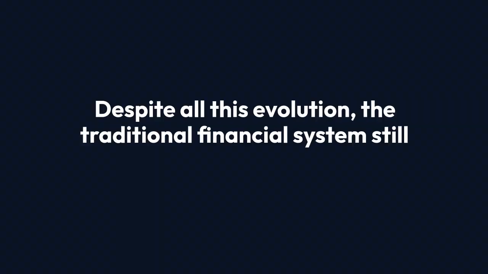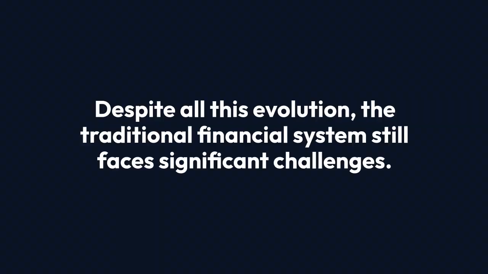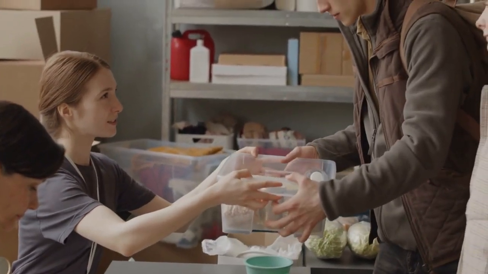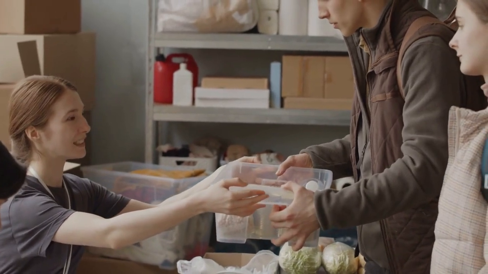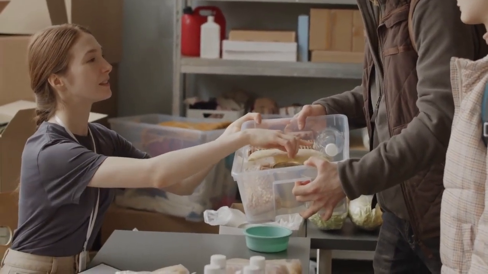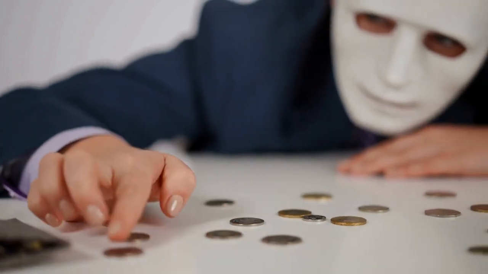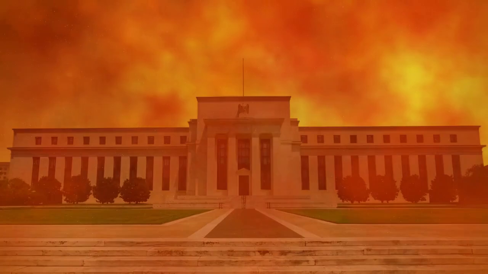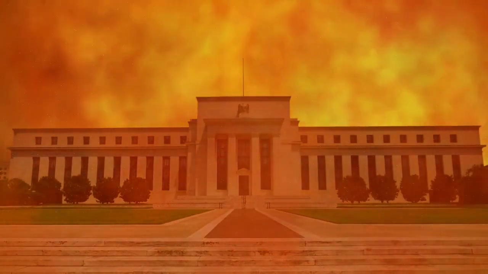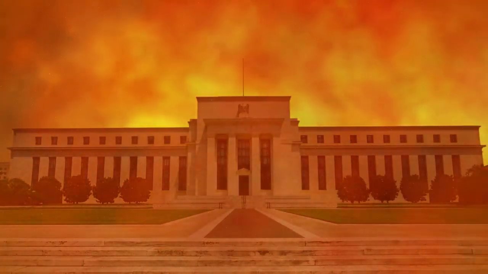Despite all this evolution, the traditional financial system still faces significant challenges. For example, inflation, which occurs when the issuance of fiat money is out of control, reduces purchasing power and harms the value of savings and investments. Another challenge is government control. Governments and central banks have the power to manipulate money supply and interest rates, which can unpredictably impact the economy.